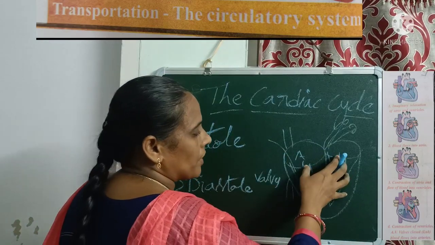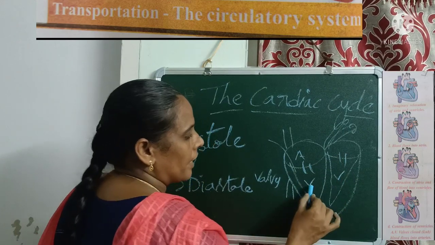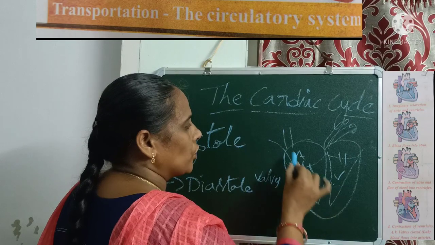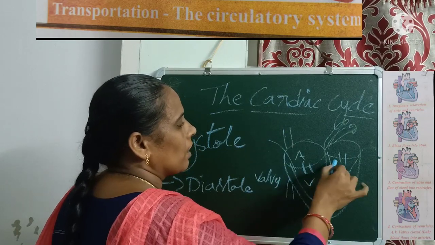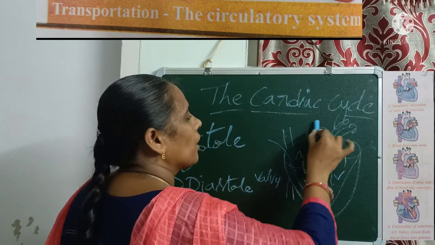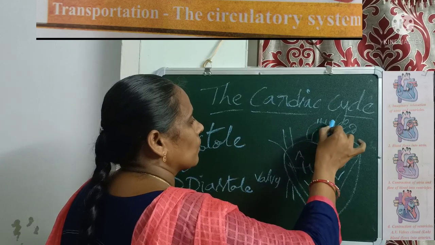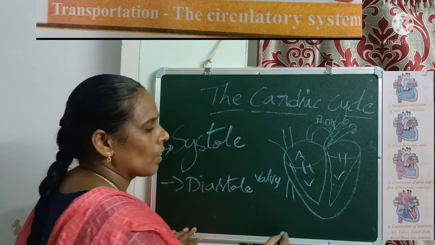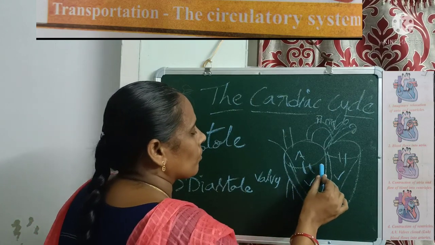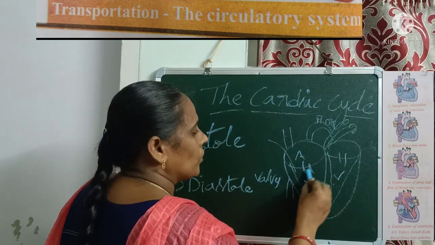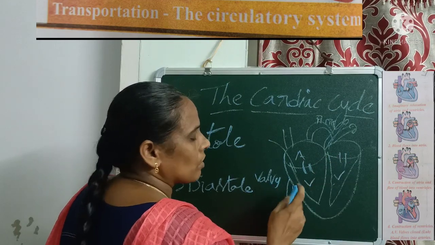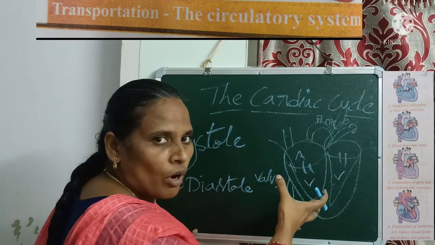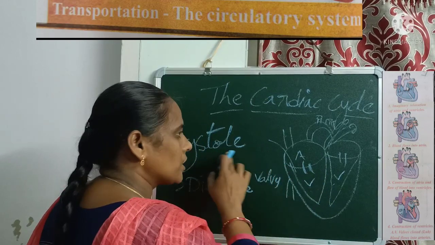First, the four chambers are in a relaxing stage, then blood flows from the ventricles to the vena cava and to the aorta, and these walls are forcibly closed. Then we heard a strong sound called lub. This is called systole.